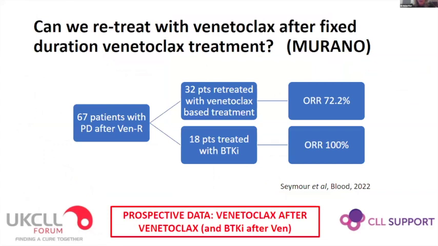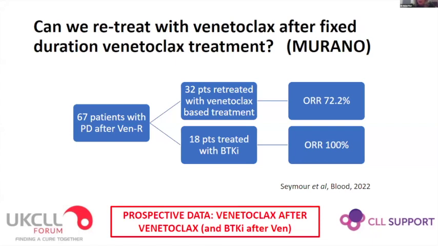67 patients went on to have progressive disease after venetoclax and rituximab. 32 of those were retreated with venetoclax-based treatment with an overall response rate of 72%. So a pretty decent overall response rate in retreatment in patients who've progressed having been treated with venetoclax before.